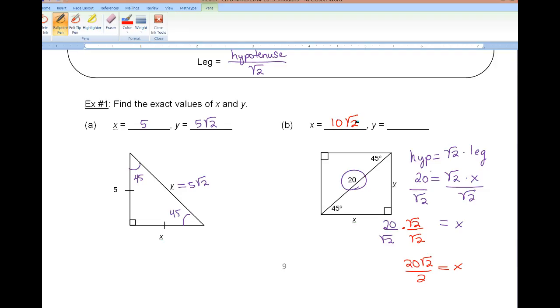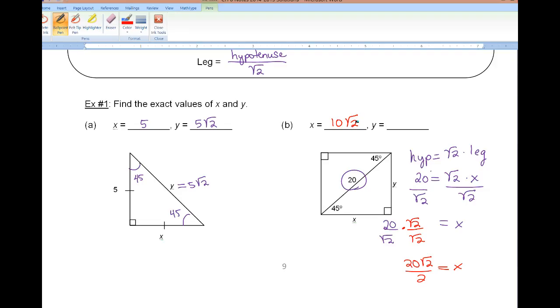So, 10 root 2. A quick way to do this, if this is a whole number, like 20, is to take 20 and divide by 2. You get 10, and then we'll have 10 root 2. How can you check your answer? Well, take this answer and multiply it by root 2, and you get 20.